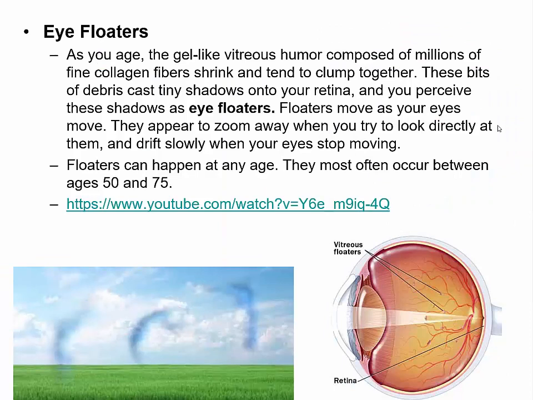As you age, that gel-like vitreous humor, composed of millions of fine collagen fibers, can shrink and tend to clump together. And you can also have various other debris in there, and that is going to cast shadows onto your retina, and you perceive these shadows as eye floaters. Floaters move as your eyes move, and they appear to zoom away when you look directly at them, or they can drift slowly when your eyes stop moving. Although they can happen at any age, they most often occur in ages between 50 and 75.